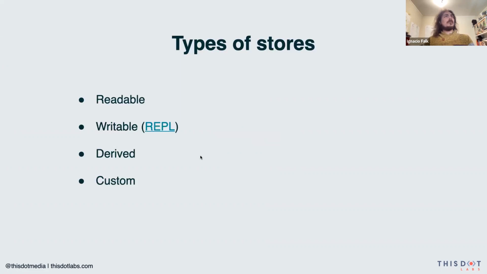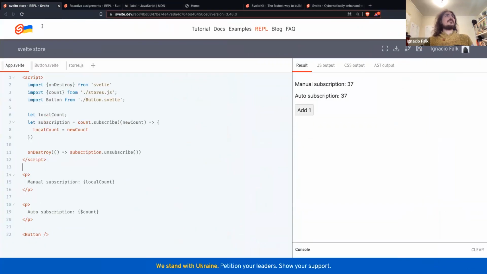Yeah, and the next way of achieving reactivity is stores, which is very important too. Stores can be a readable store, writable store, derived store, or custom store, and they are just an object with a subscribe function that returns an unsubscribe function. That's the basic for a store. And let me open one that I have here.